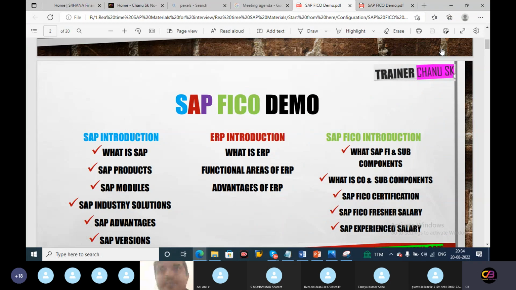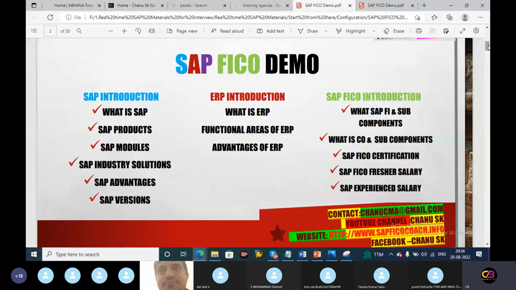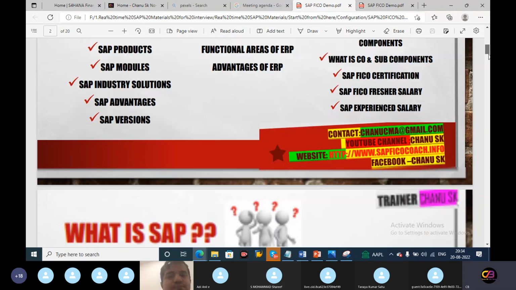Okay, guys, this is the introduction of SAP FICO. So let's start from the scratch. In today's session, SAP introduction part, I am going to cover what is SAP, SAP products, SAP modules, SAP industry solutions, advantages and versions. Okay, let's move on to the topic.